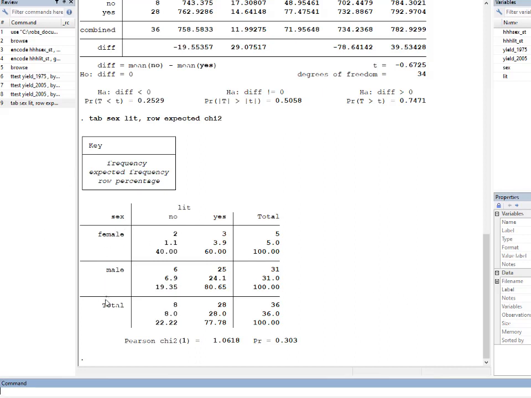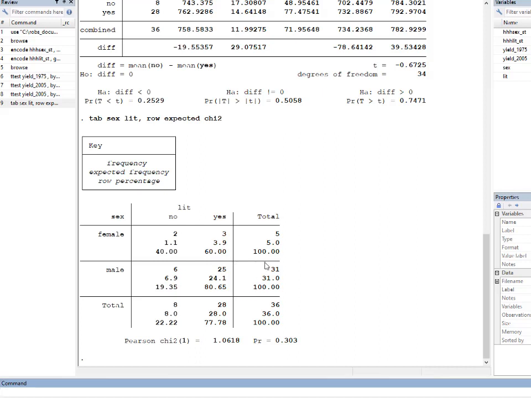So here you've got sex here and literacy, no, yes here. And it's percentages across the rows. It said among the females, not literate is 40%, literate is 60%. Among the males, not literate is 19%, literate is 80%. So it's higher among the males, as I said.